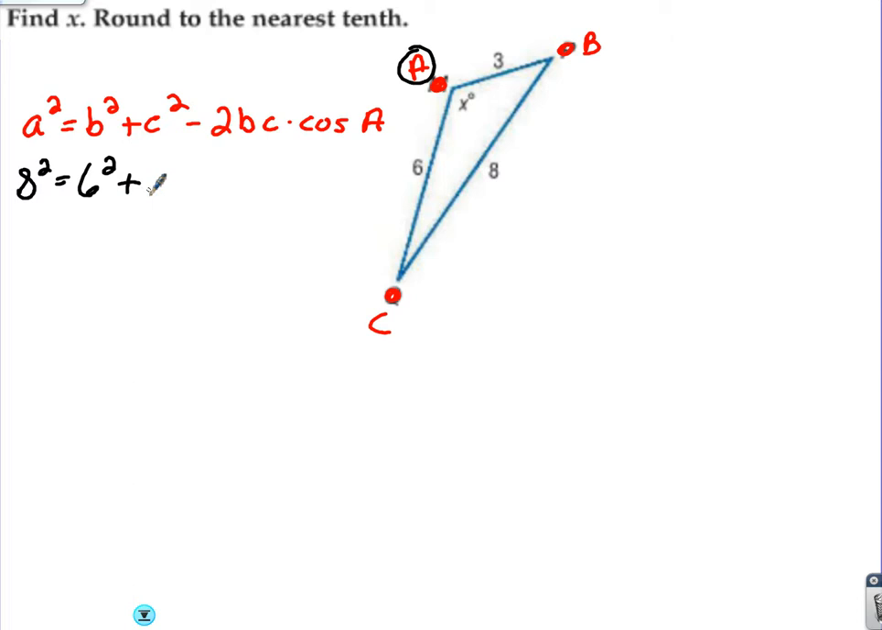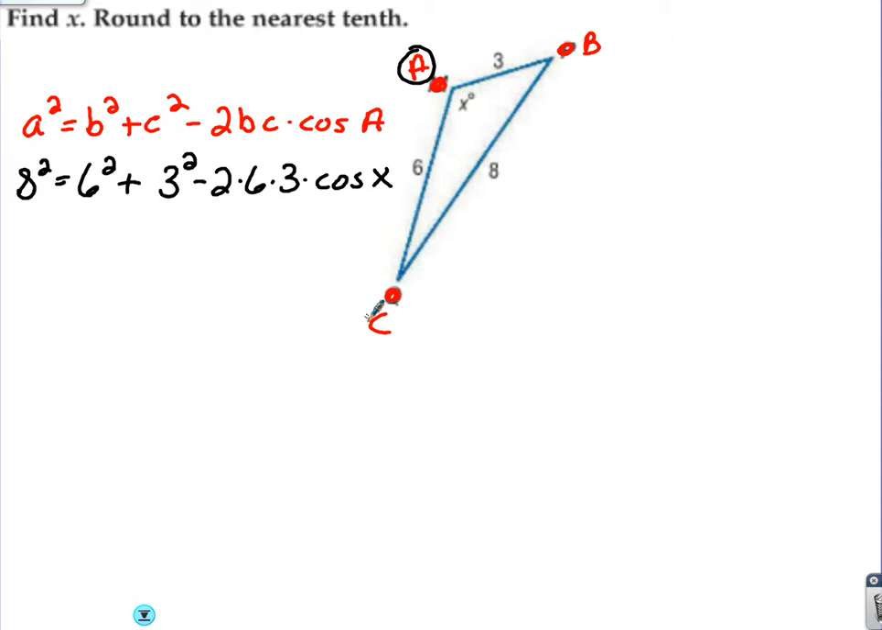So 8 squared equals 6 squared plus, Jagger, what is c? 3 squared. So c is 3. Minus 2 times 6 times 3 times the cosine of A. Or actually, just to let you know that that is what we're looking for, cosine of x.